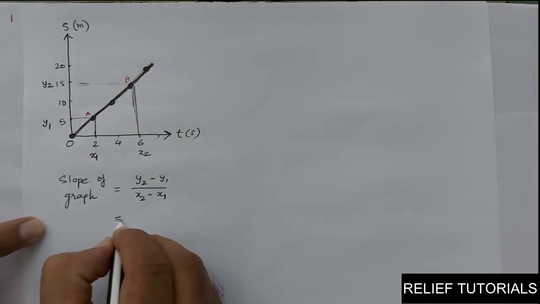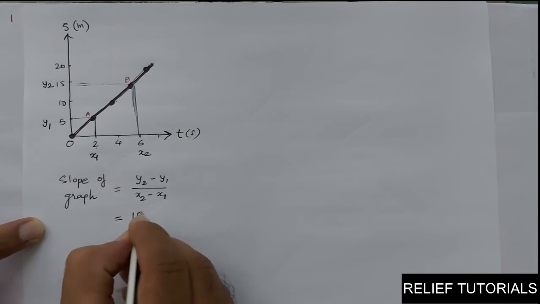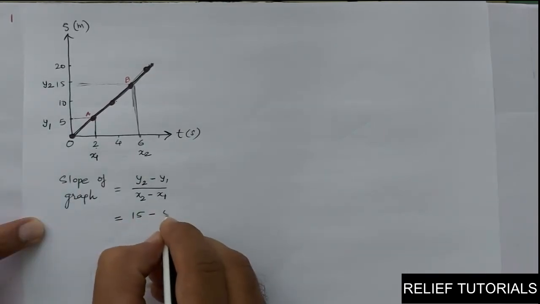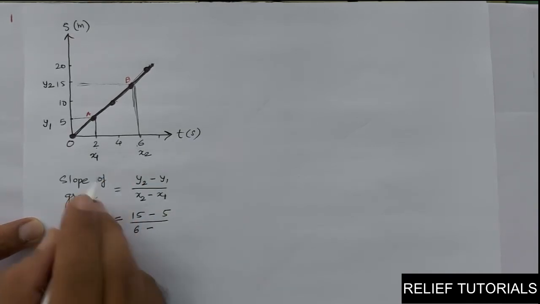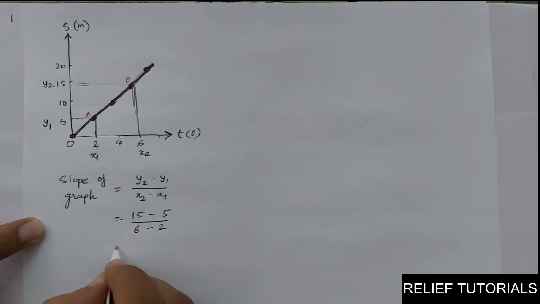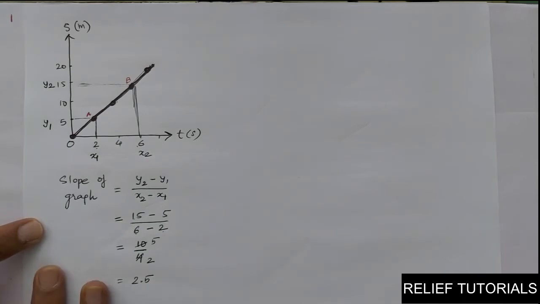So y2 minus y1, what is y2? 15. So it's 15 minus y1, which is 5, upon x2, which is 6, minus x1, which is 2. So 15 minus 5 is 10, and 10 upon 6 minus 2, which is 4. So it's 2 fives are 10 and 2 twos are 4, so 5 upon 2, that is 2.5. This is the mathematical representation.